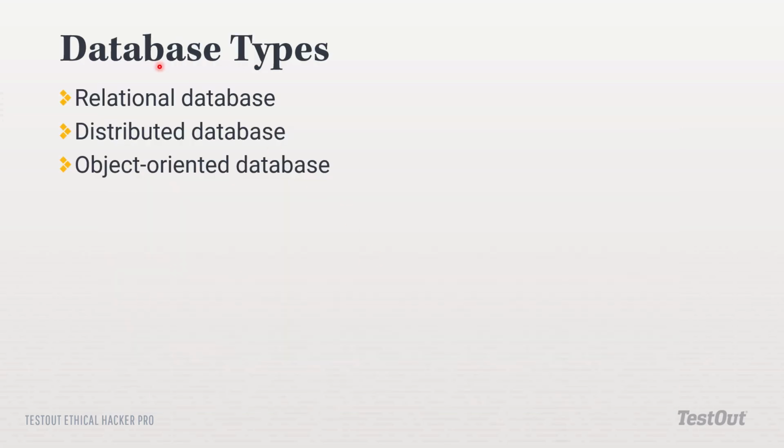Now, there are different types of databases that you can have. There's relational databases and distributed databases and object-oriented databases. And I believe we have a database course that you can take that shows you the difference between all of these.